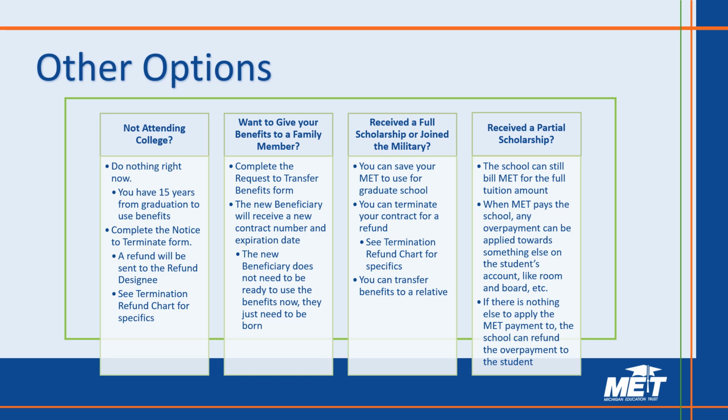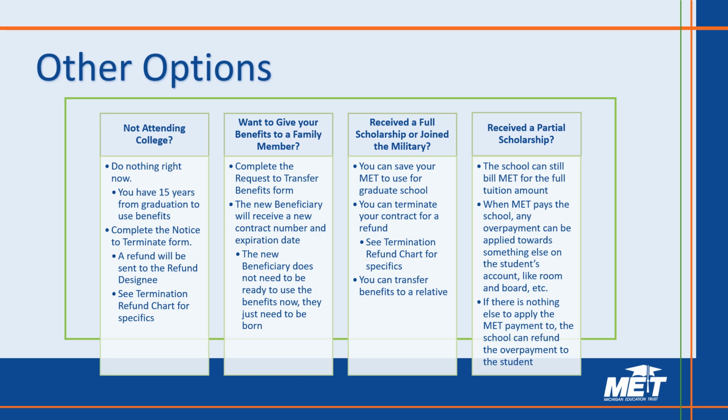You could also transfer the credits to a family member, or you could terminate the contract for a refund. Again, the refund would be issued to the refund designee. The refund designee would have to pay taxes on the earnings portion of the refund. However, the 10% federal penalty would be waived for military or full scholarship. A partial scholarship is more likely to happen versus the full scholarship, though.